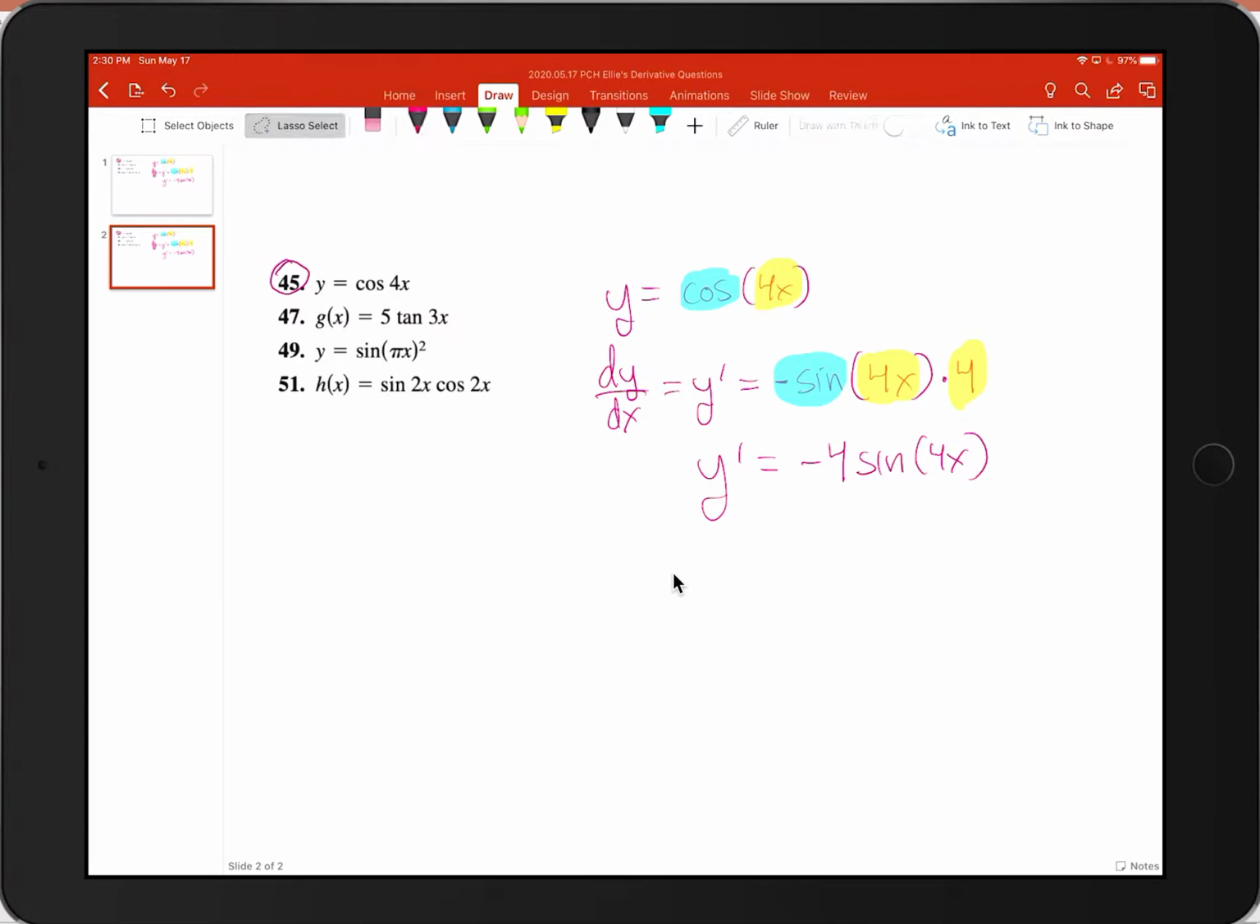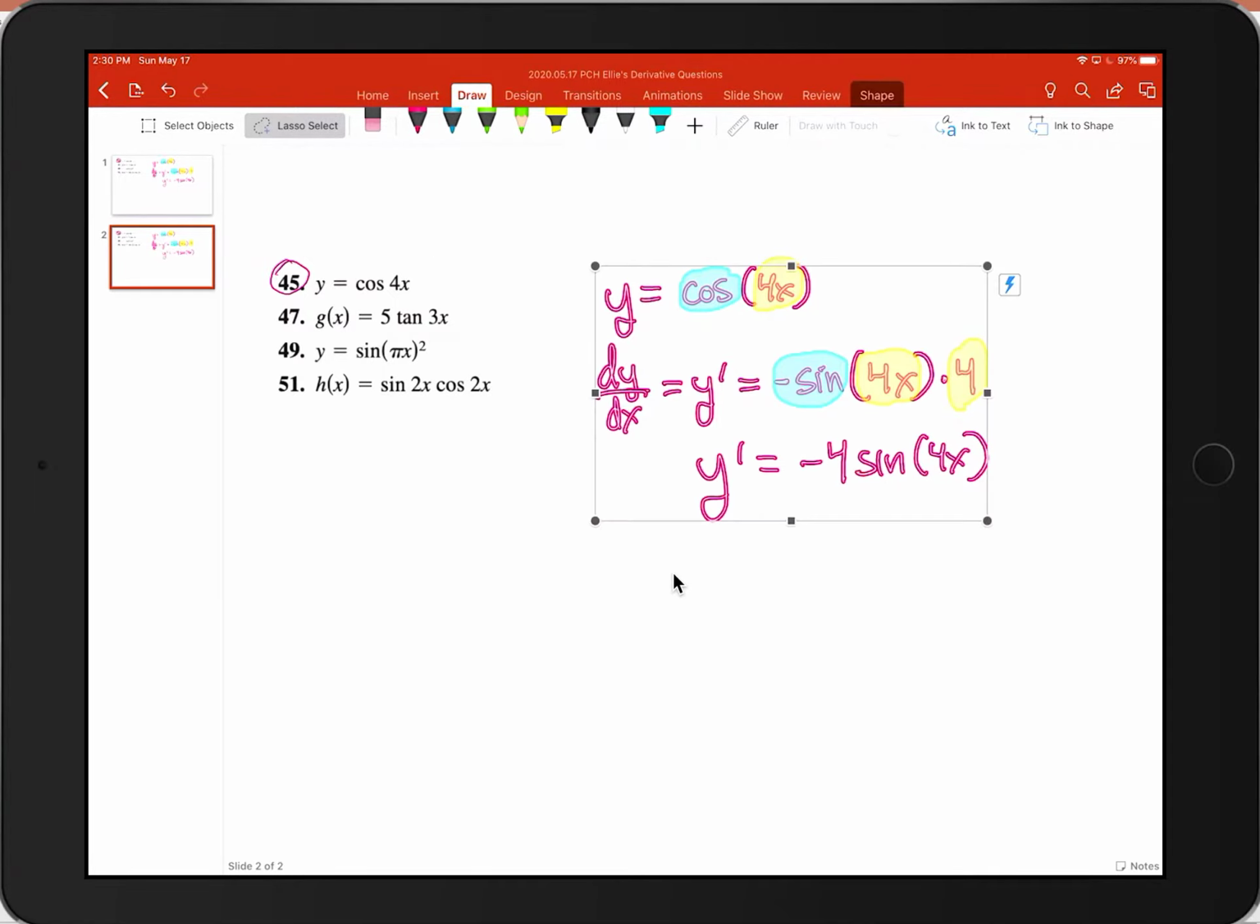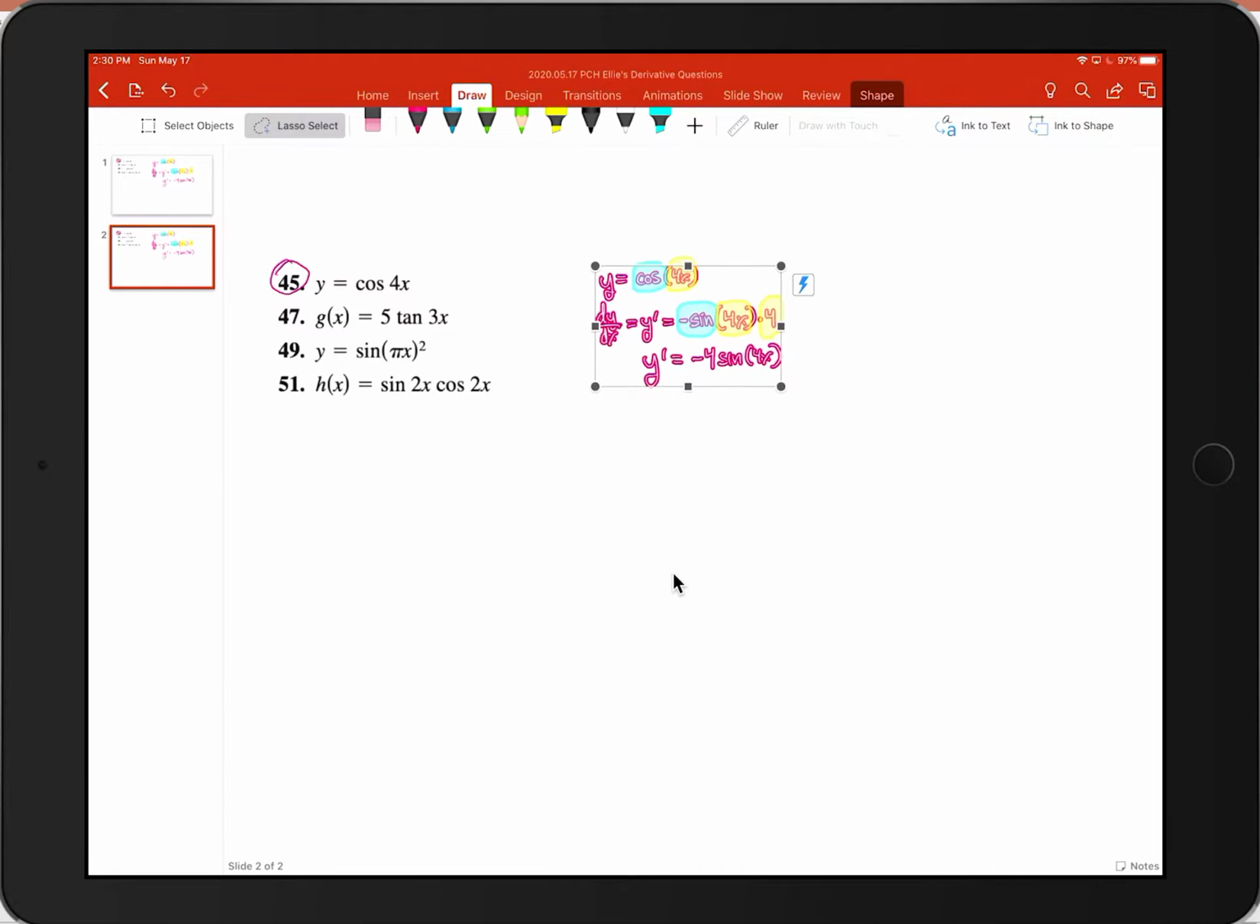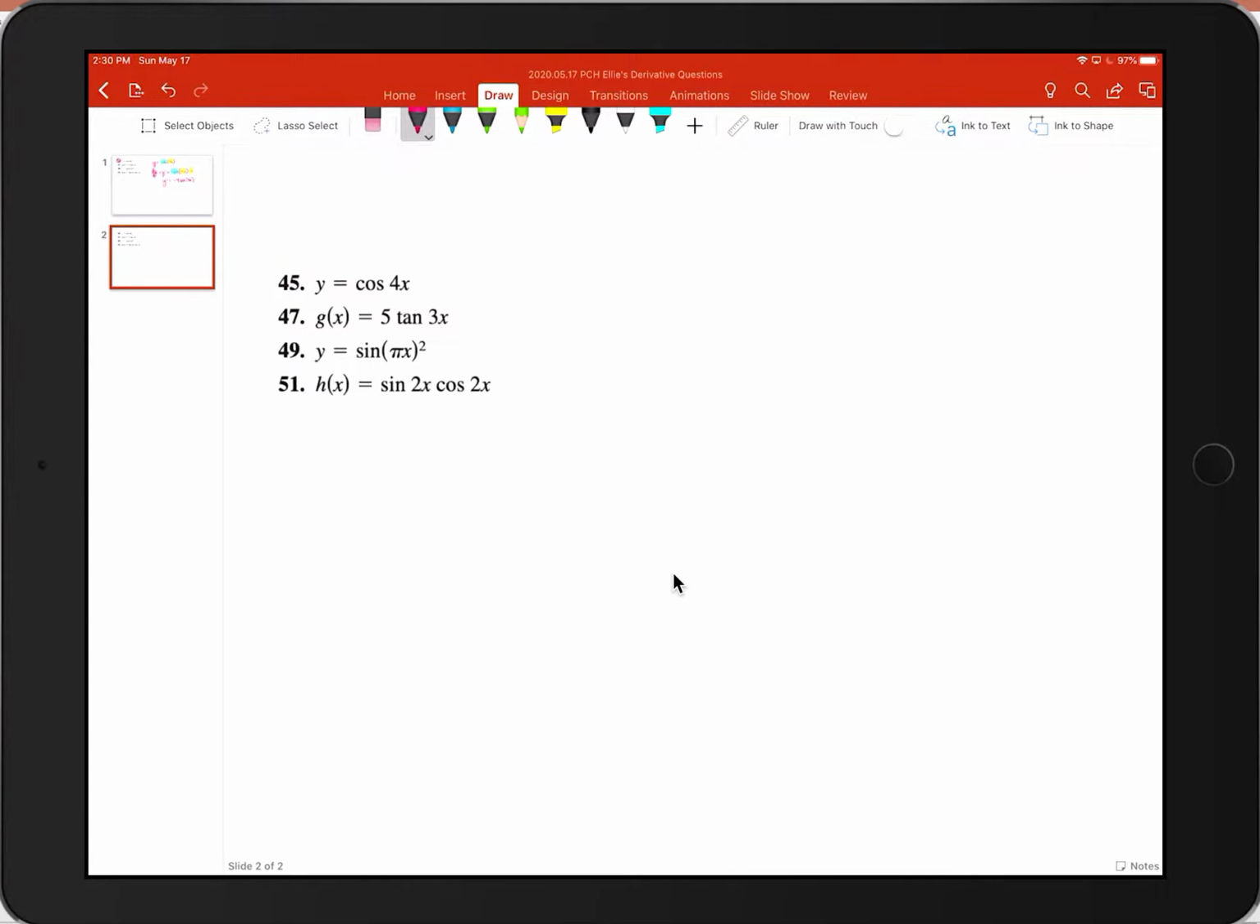Okay? Hopefully that was fairly straightforward. Let's go on to the next one, which would be something like, probably should have made 4 copies of the slide to begin with, but I didn't. So, 47, 5 tangent 3x. g of x is 5 times the tangent, which is our outside function, of 3x, which is our inside function.